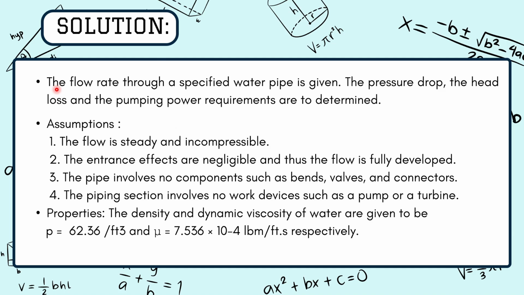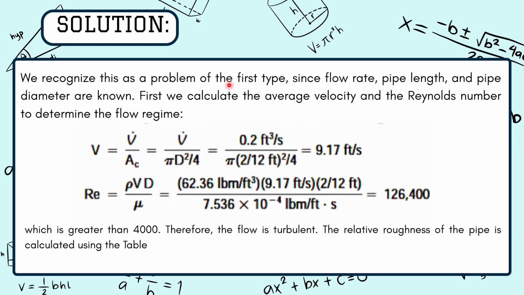For the solution, the flow rate through the specified water pipe is given; the pressure drop, the head loss, and pumping power requirements are to be determined. We assume that the flow is steady and incompressible. The entrance effects are negligible, thus the flow is fully developed. The pipe involves no components such as vents, valves, and connectors. The pipe section involves no work device such as a pump or a turbine. The properties, the density and the dynamic viscosity of the water, are given. Flow rate, pipe length, and pipe diameter are known.